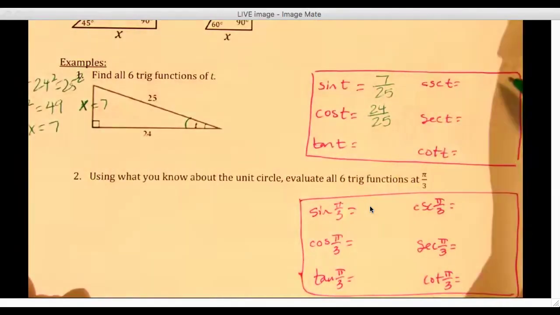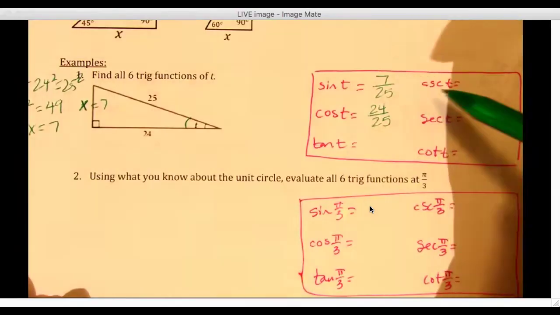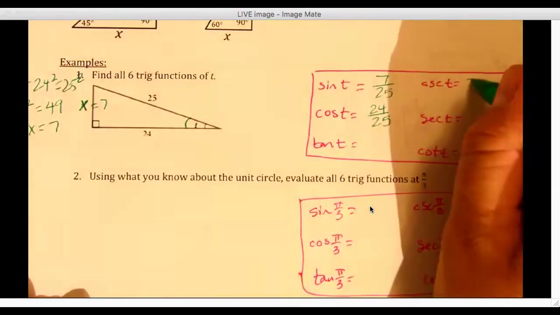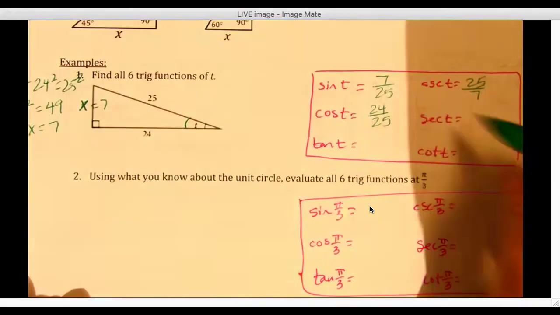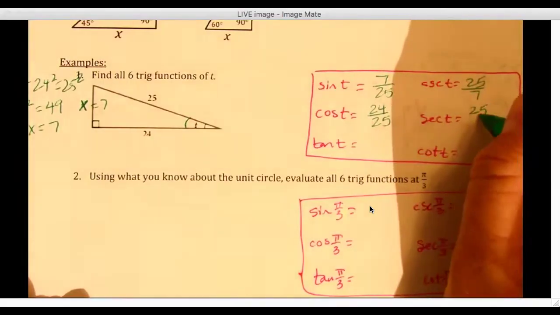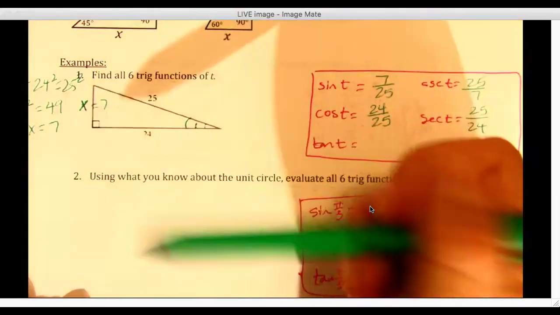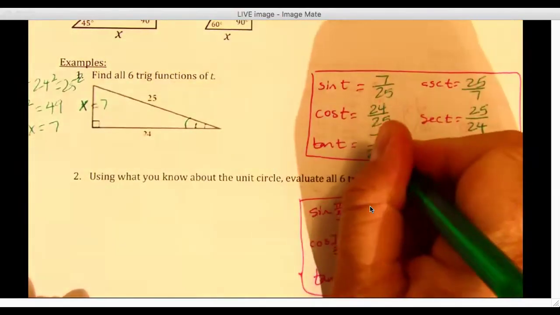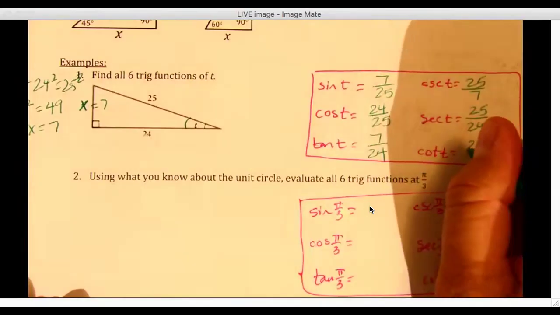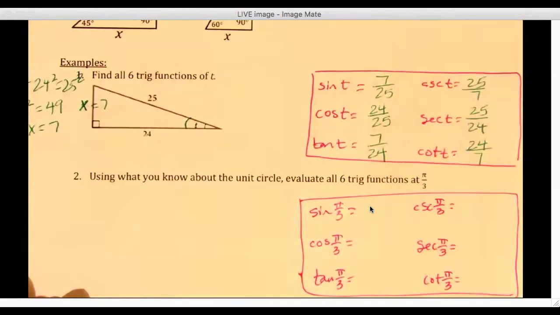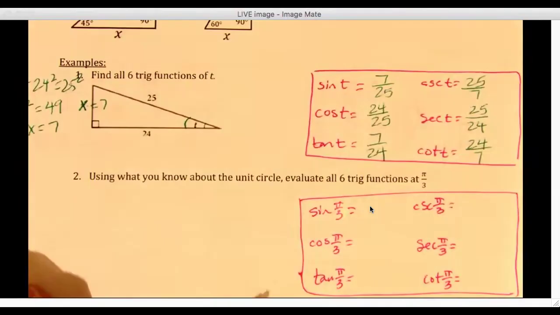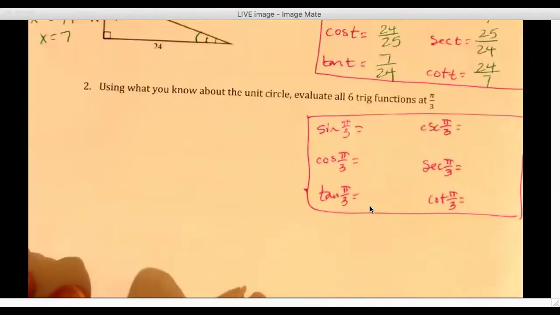And since we have those done, let's go ahead and do their reciprocal functions. So cosecant is 25 over 7, and secant is 25 over 24. Remember, tangent is opposite over adjacent, so that would be 7 over 24, and so cotangent would be the reciprocal of that, 24 over 7. Pretty similar to what we did in section 3.